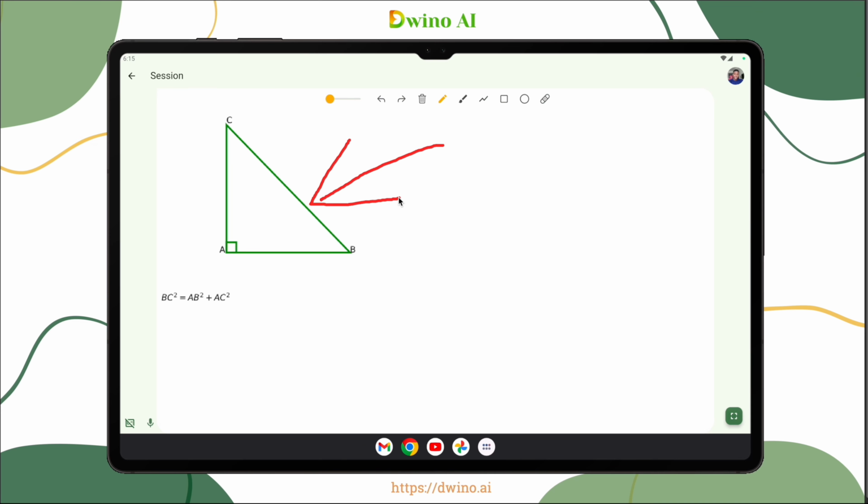For example, if AB is 3 and AC is 4, then BC squared equals 3 squared plus 4 squared, which equals 9 plus 16, which equals 25. To remove the square from BC, you take the square root of 25, which equals 5. So the length of the side BC is 5 units. Do you want to try an example?